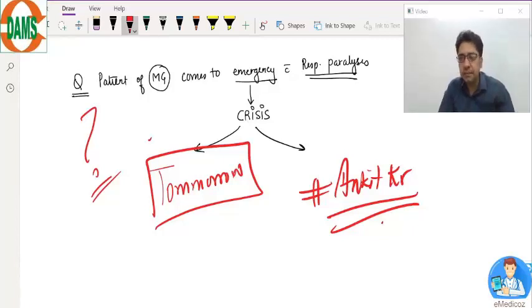Steroid sparing agent means that these drugs will reduce the dependence on steroids. If a person takes steroids for a long term, it will lead to Cushing syndrome, which is a very bad thing. Steroid sparing agents will not cause Cushing syndrome and will reduce the patient's dependence on steroids. It's a separate topic, we will discuss it later when we discuss immunity.